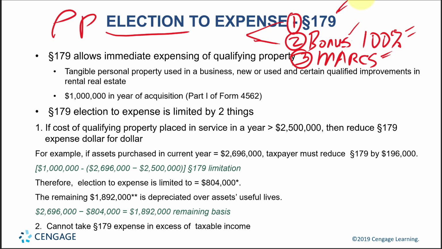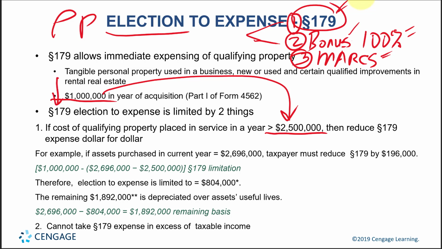Okay, going back to 179, there's a dollar limit you can deduct, and that's $1 million worth of assets you place into service. Okay, that's a dollar limitation. But now there's another limitation called the purchase limitation. If you buy during the year more than $2.5 million of personal property, which includes this 1 million now, if you buy more than 2.5 million, you gotta reduce this dollar limitation for every dollar you go over 2.5 million.